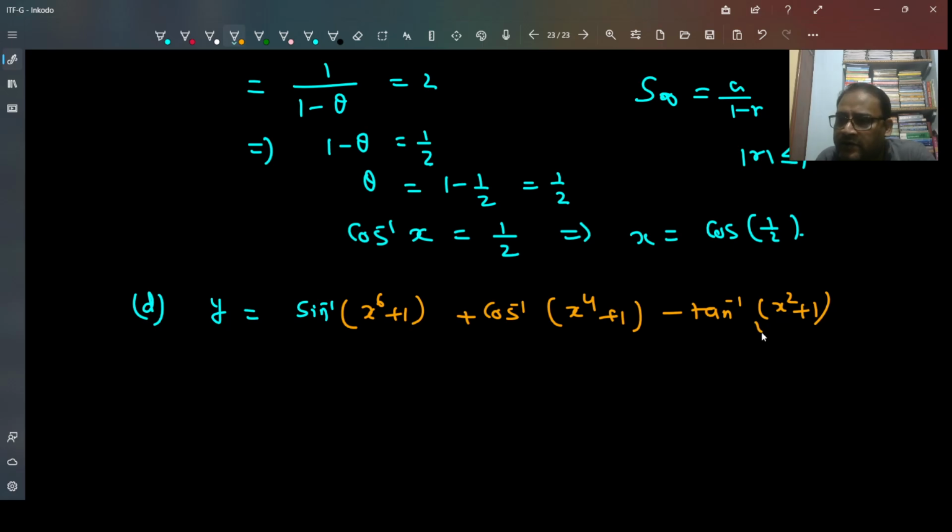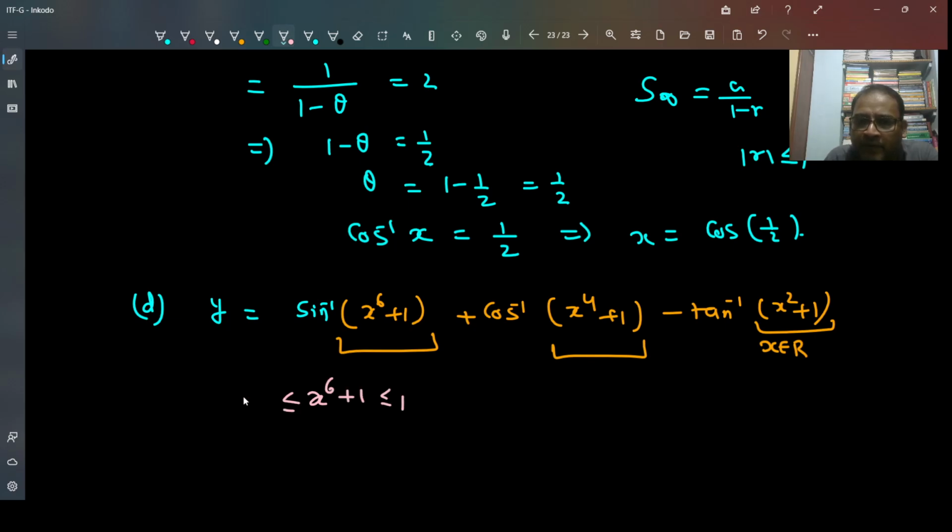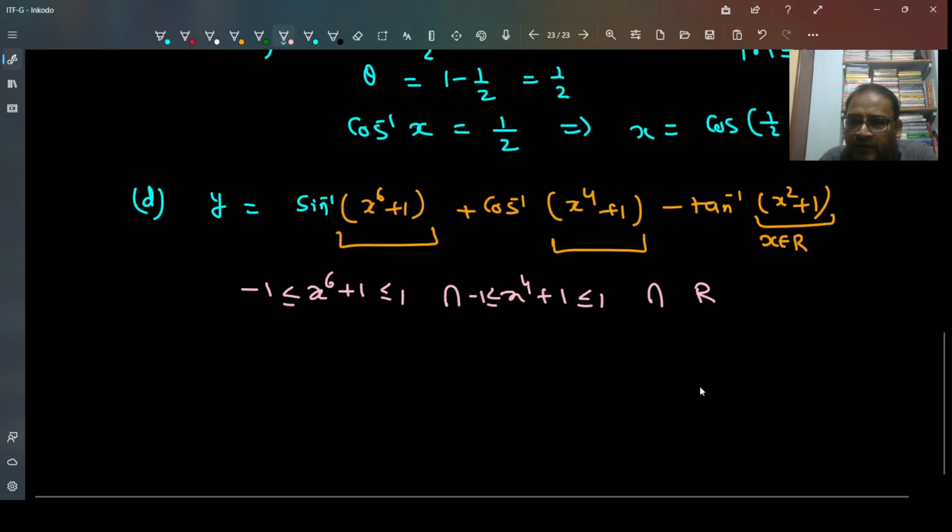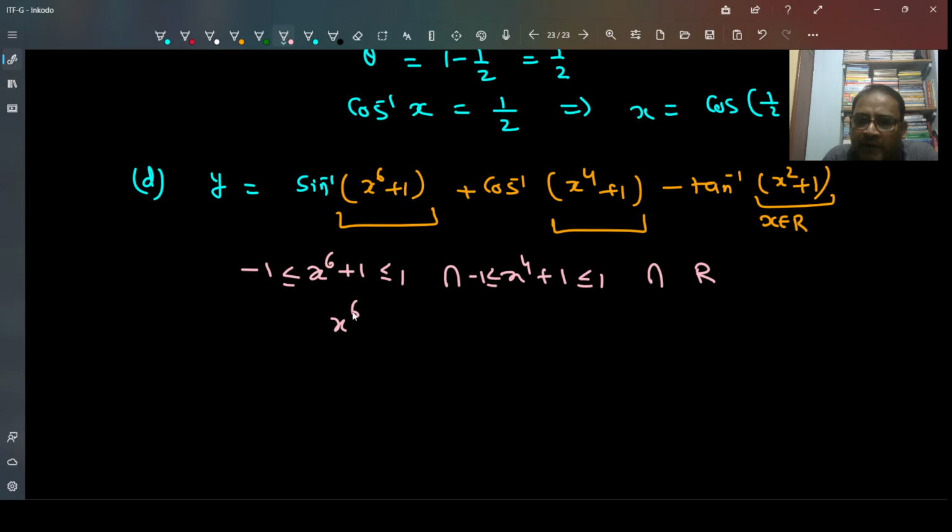So you know that tan inverse is defined for every real number. Whatever x belongs to R, it is defined. But the problem will happen with these two, because they are defined only when the value lies between minus 1 to plus 1. We have to take the intersection with this one, and intersection with the largest one, real. So here you notice that x power 6 is less than or equal to 0 and greater than or equal to minus 2, intersection x power 4 is less than or equal to 0, greater than or equal to minus 2, intersection with the set of real numbers.